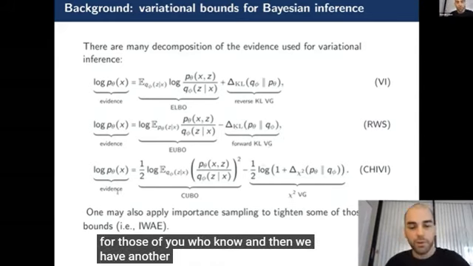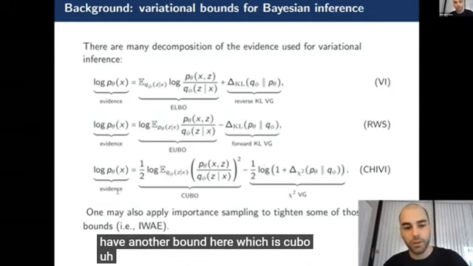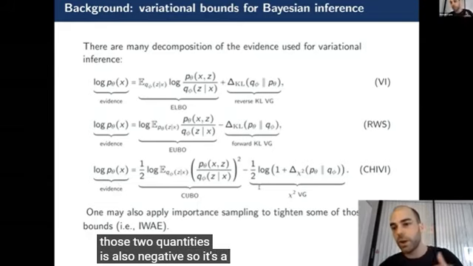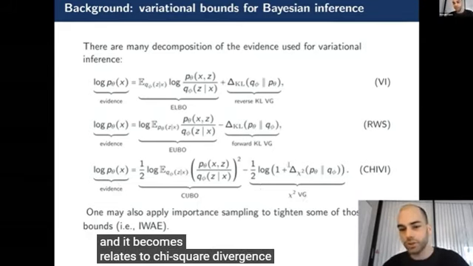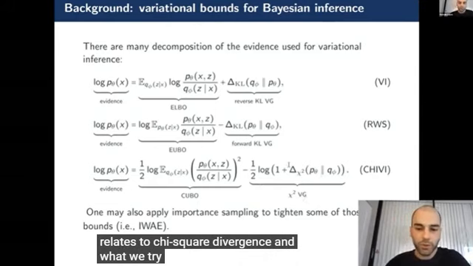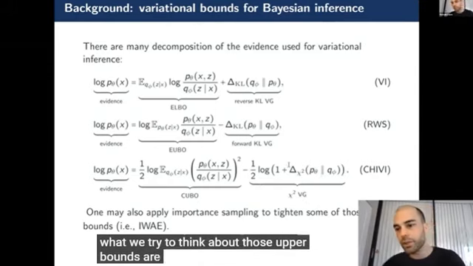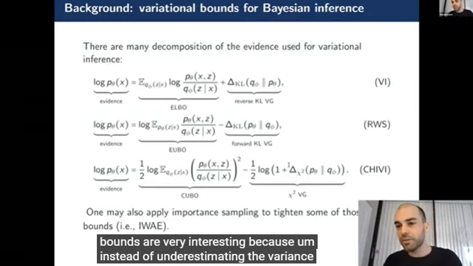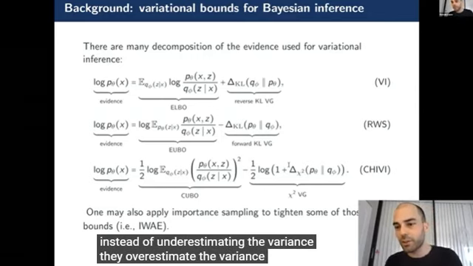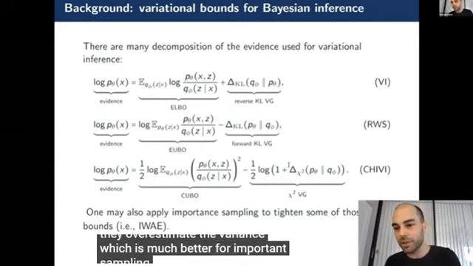And then we have another bound here, which is CUBO, in which basically the gap between those two quantities is also negative. So it's an upper bound, and it becomes related to the chi-square divergence. And what we tried to think about is those upper bounds are very interesting because instead of underestimating the variance, they overestimate the variance, which is much better for importance sampling.